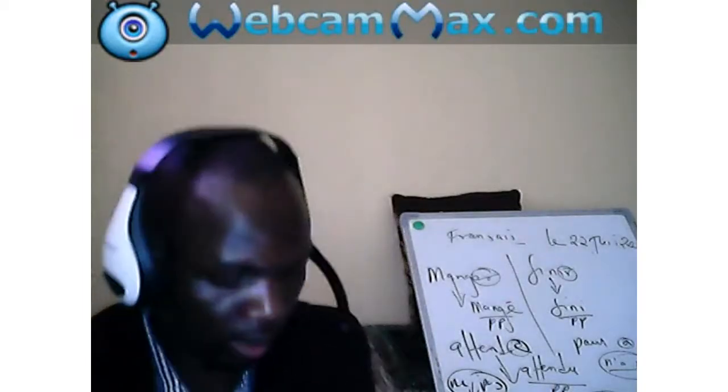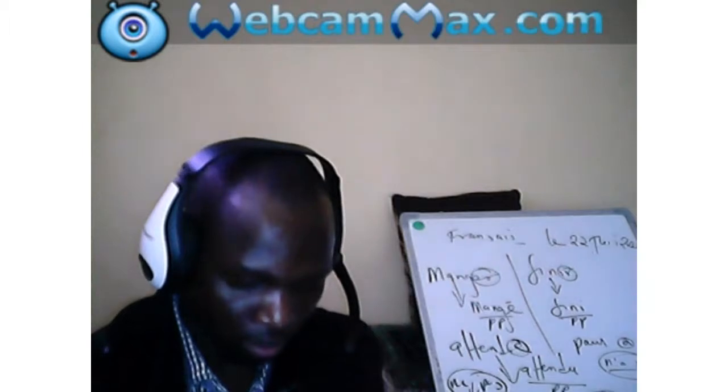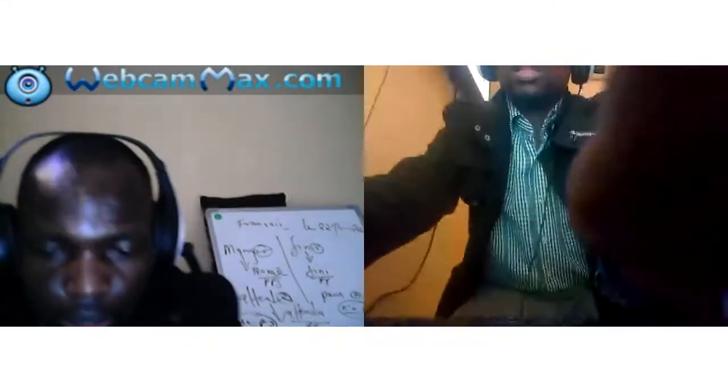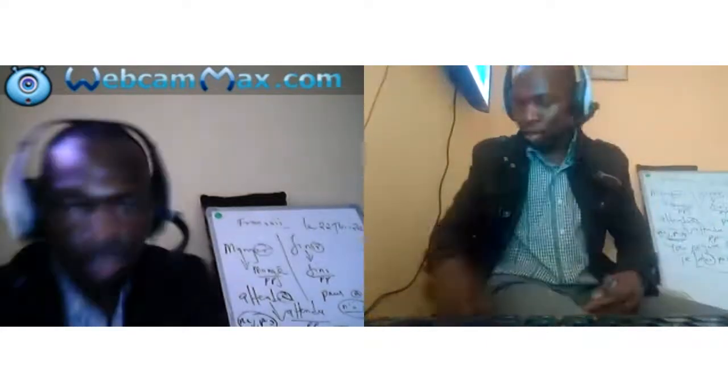So, formation of passé composé avec être. So you write that, formation au passé composé avec être. I just want to introduce it very fast. First, remember, you conjugate the verb.